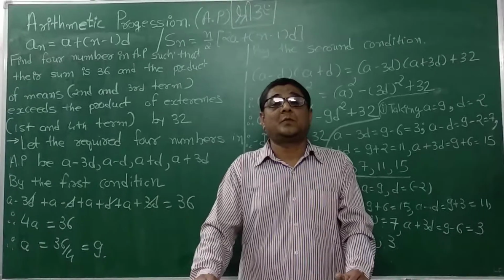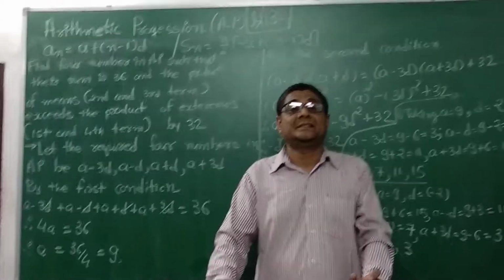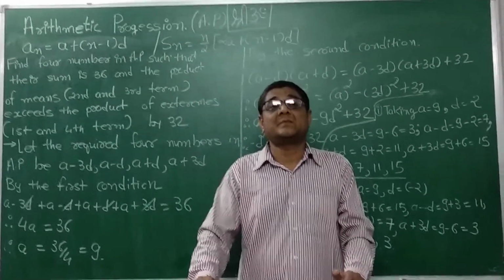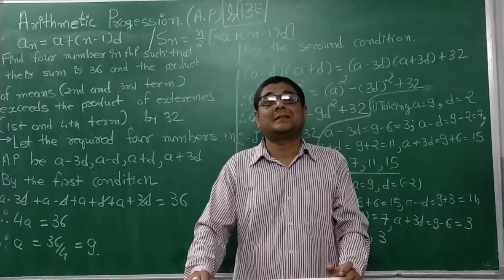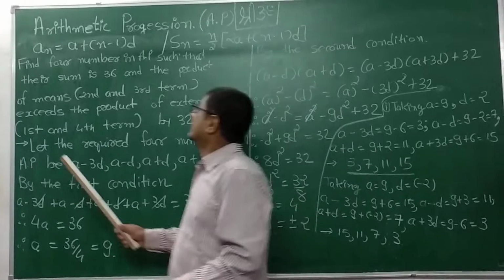We are going to learn about problem sums on AP. That is, sums where numbers are missing: the sum is given, and we have to find the extreme terms and the means. That is what we are going to see.